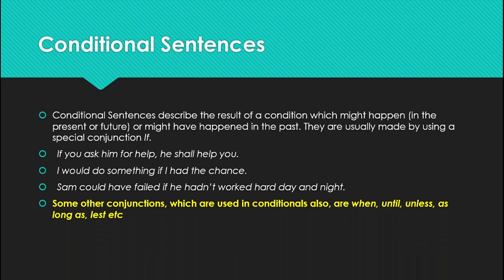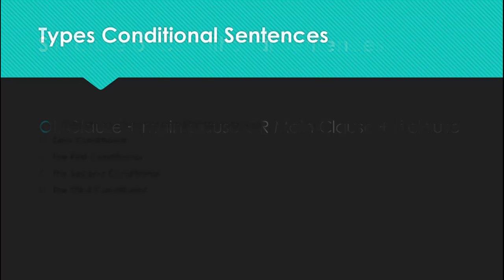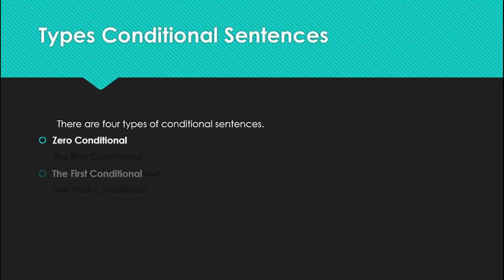Moreover, some other conjunctions which are used in conditionals also are when, until, unless, as long as. Now here is the structure of conditional sentences. The structure tells that a conditional sentence is made up of two clauses, if clause and a main clause. If clause gives a condition and main clause tells us about the time. Now there are four types of conditional sentences: zero conditional, the first conditional, the second conditional, and of course the third conditional.